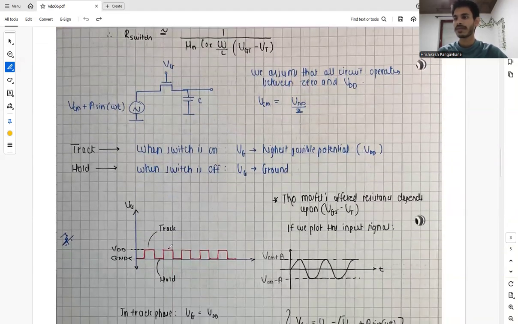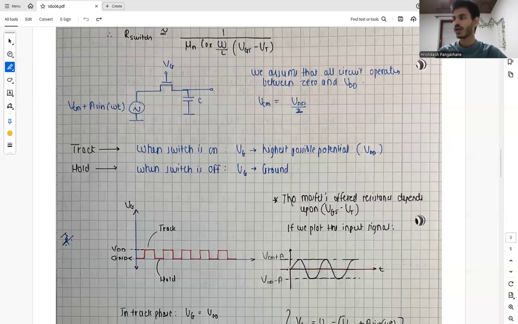So we have our clock cycle where we have track and hold. The potential at the gate of the MOSFET will follow this cycle, which is ground and VDD. When it is VDD, we are in the track phase. When it is ground, we are in the hold phase. Also, this is our input signal, which is riding on VCM with amplitude of A and minus A.